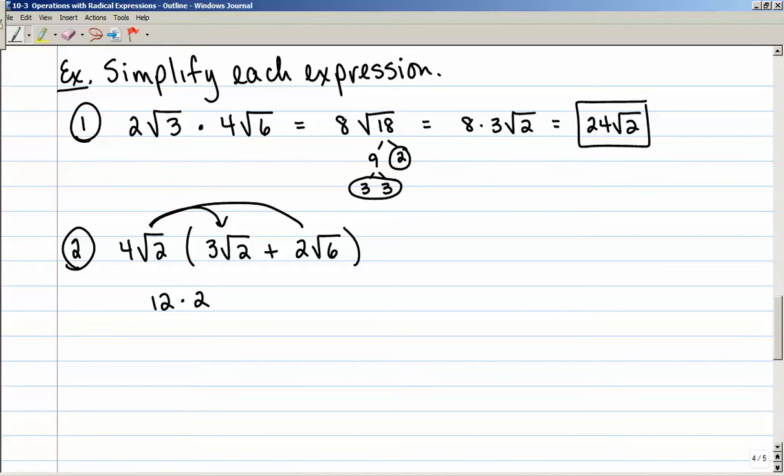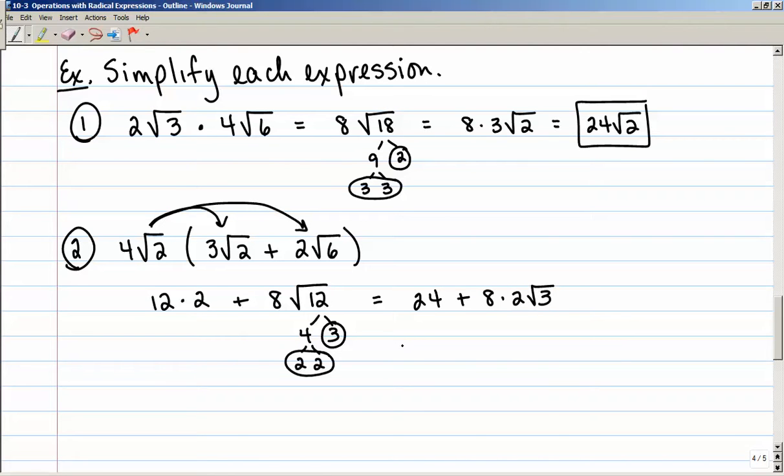And then just doing my second distribution, 4 square root of 2 times 2 square root of 6 is going to give me 8, multiplying the numbers out front, times the square root of 12. 12 can be simplified into 2 square root of 3. So this is going to give me 2 times 12 is 24, plus 8 times 2 square root of 3, which can be simplified into 24 plus 16 square root of 3.